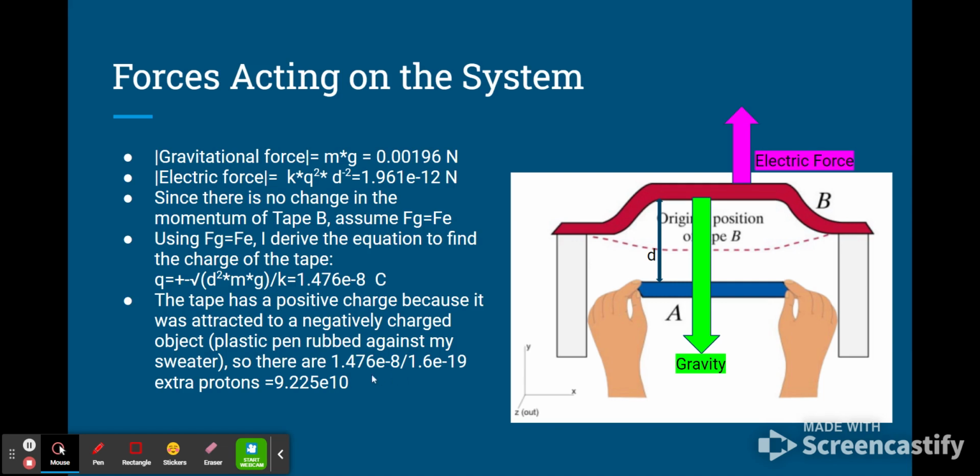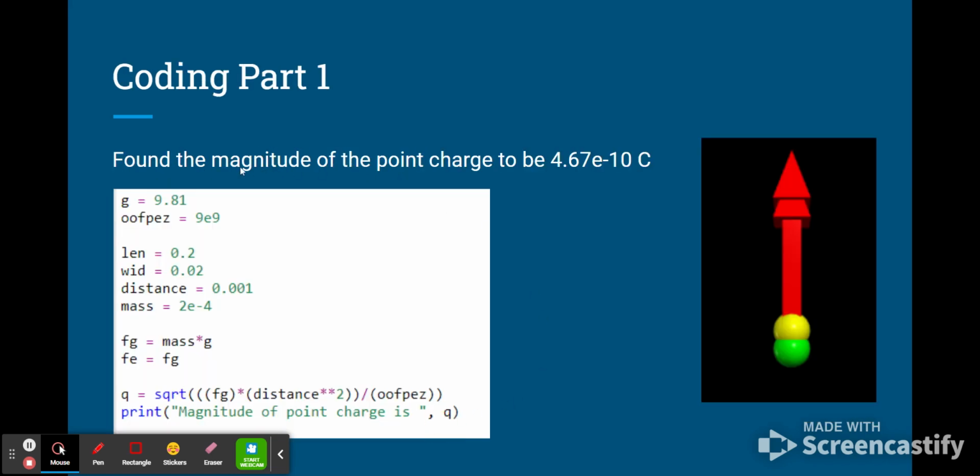And using the charge of the tape, I divide it by the charge of a proton to find that there are 9.23 times 10 to the 10 protons. In my first computational model, I used gravity, the Coulombic constant, and my initial conditions, and I find gravity and electric force in order to find the point charge, which is 4.67 times 10 to the negative 10 coulombs.